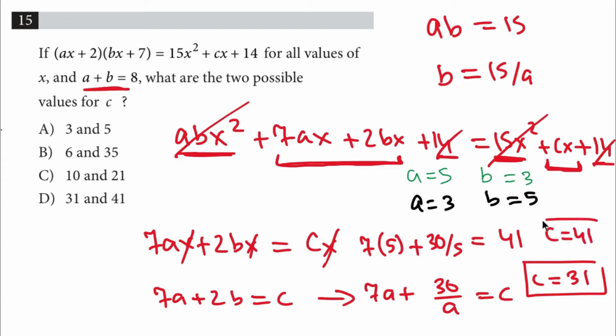So that's the second choice that we get. And therefore, we have found two possible values of C. C is either 41 or C is 31. Therefore, D is the correct answer.